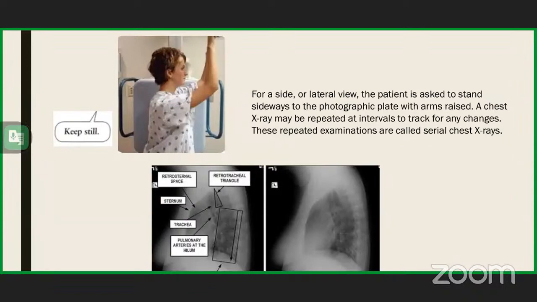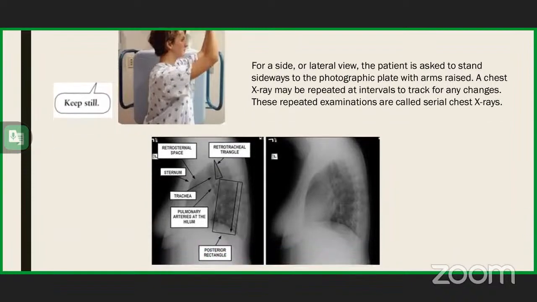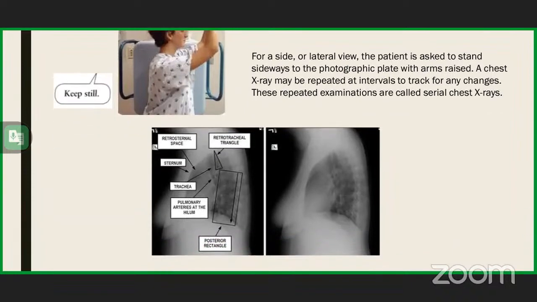The radiographer usually says keep still for not moving, and taking the breath in and not letting it out. We have the chance in this slide to check the anatomical structures and then make the comparison with the X-rays. It's just a general view, okay?